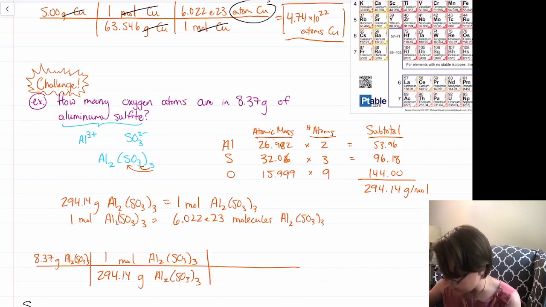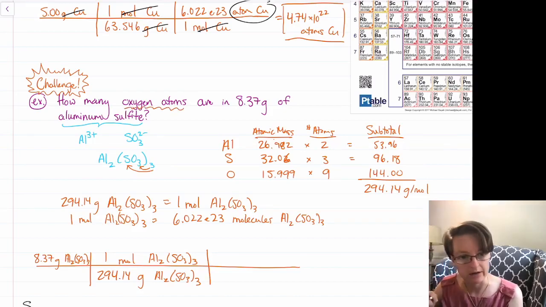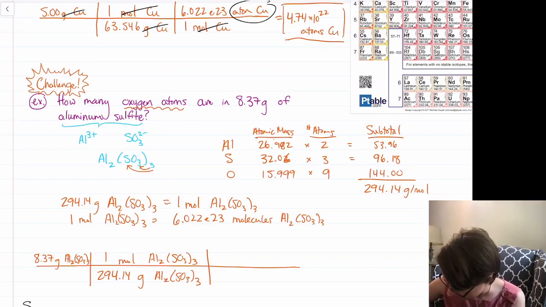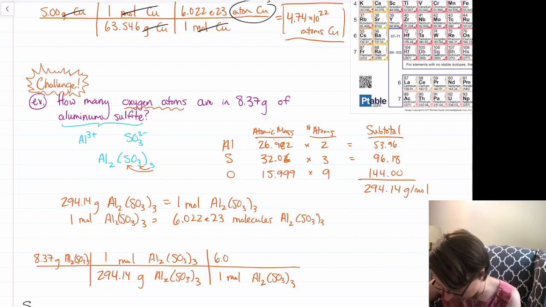Now I'm obviously not done yet because my problem is asking me for a number of oxygen atoms. And so I'm going to again need to do a multi-step unit conversion process. And in order to get my units to cancel appropriately, I'm going to put in my second conversion factor, which tells me that 1 mole of aluminum sulfite is equivalent to 6.022 times 10 to the 23rd particles.